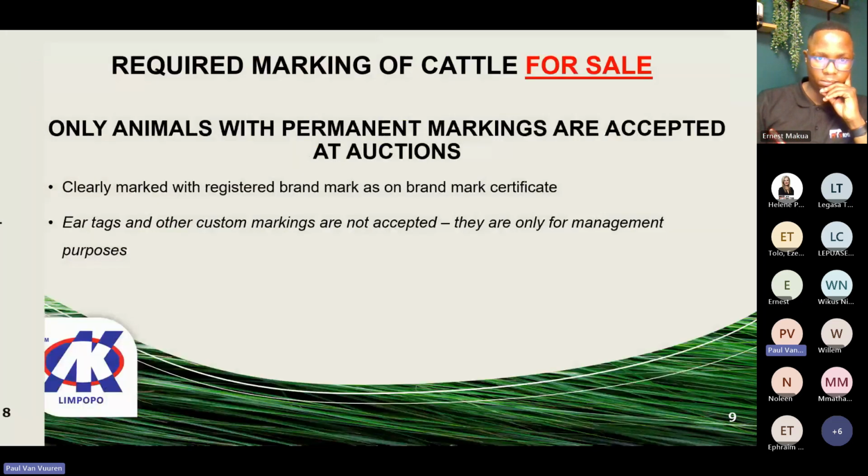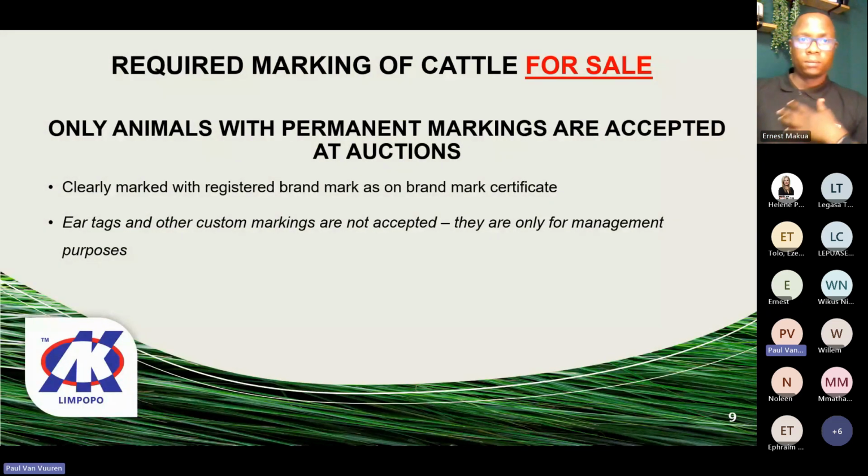So if you can go then to page 9, the required marking of cattle for sale. Only animals with permanent markings are accepted at auctions. So clearly mark your animals. Ear tags and other custom markings are not accepted. They are only for management purposes. We as auctioneers only work on brand marks with cattle, no tattoos, but the sheep and goats have to be tattooed. If you can go to page number 10.